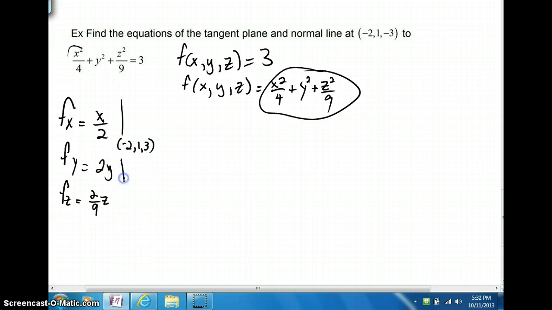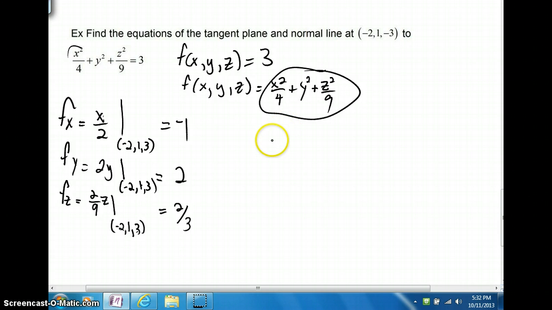That might look a little funny, especially because we only have one variable in each of these partial derivatives. Well, very often we'll have multiple variables, but this would be -2/2. This would become -1. Plugging in a 1 in for y, 2 times 1 is simply a 2. Finally, plugging in a 3 for z, we'd get 2 times 3 is 6, 6/9, but reducing that we'd get 2/3.